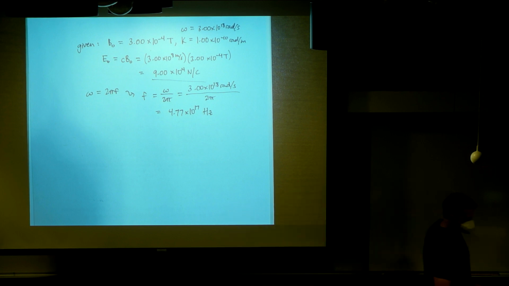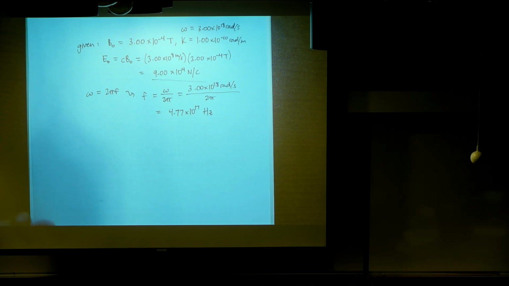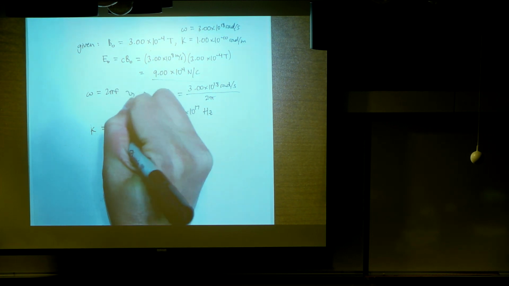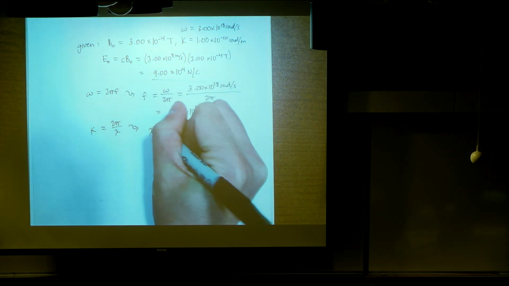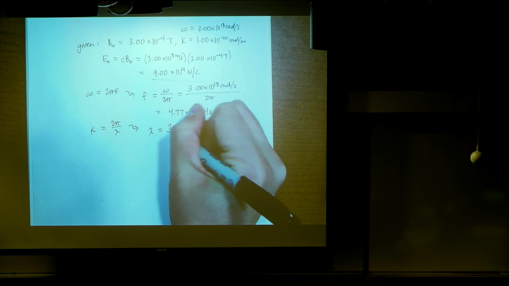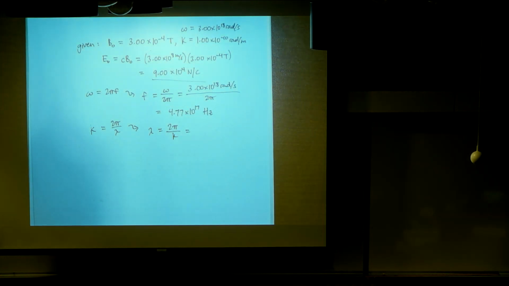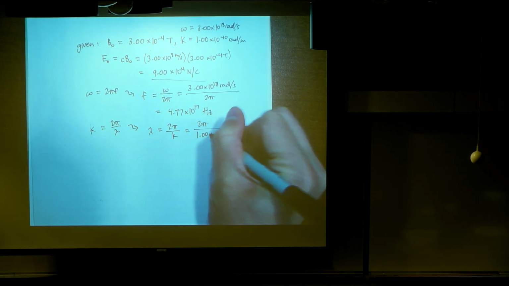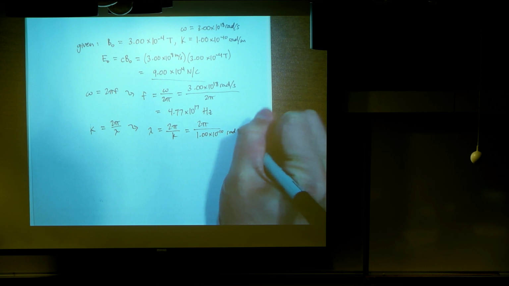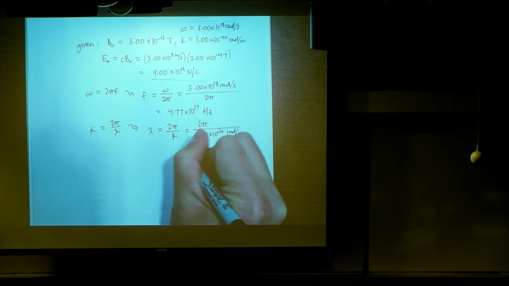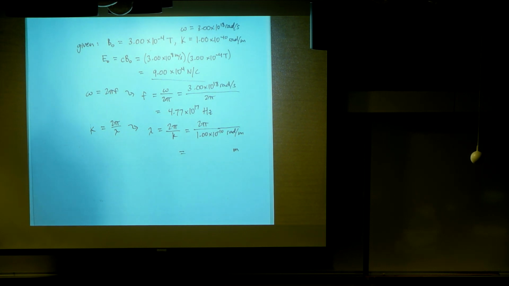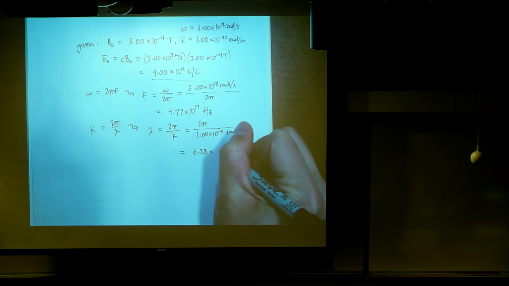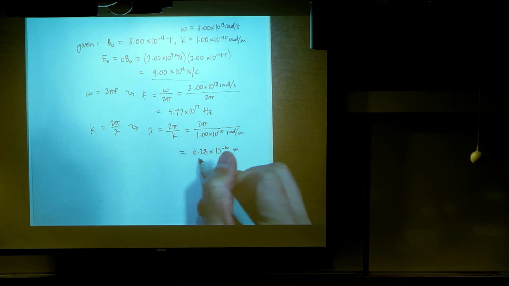Okay? And then now let's get the wavelength. Because we know that K is 2 pi divided by lambda, then we can immediately solve for lambda. That's 2 pi divided by K. So here we have 2 pi divided by 1 times 10 to the minus 10 radians per meter. So this is going to work out in units of meters. And it's going to be 6.28 times 10 to the minus 10 meters.